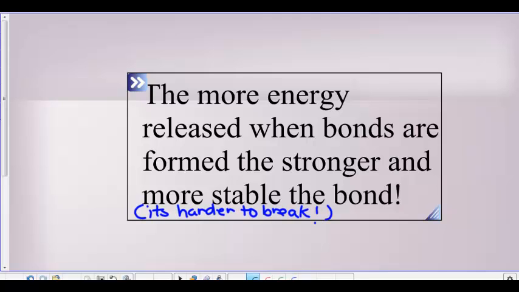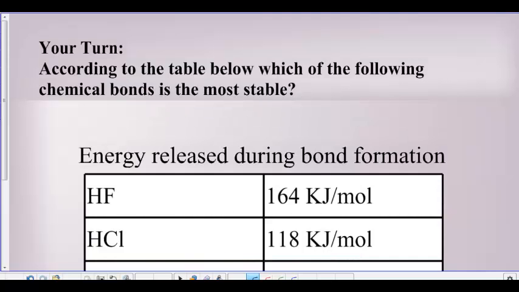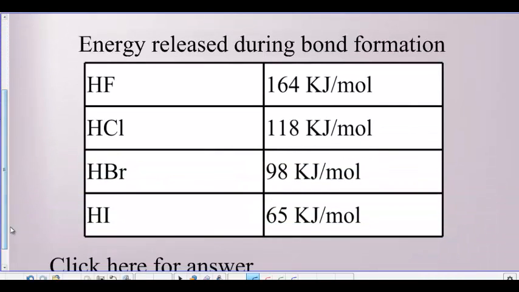Okay? So what I'd like you to do for class tomorrow is at the very bottom of the first page of your notes, you have this table, okay? I'd like you to answer it. This was actually a Regents multiple choice question, and they wanted to know which bond was the most stable given the information in this data table. Okay? So take a minute and put a star or circle your answer, and we'll check that tomorrow when you come in.